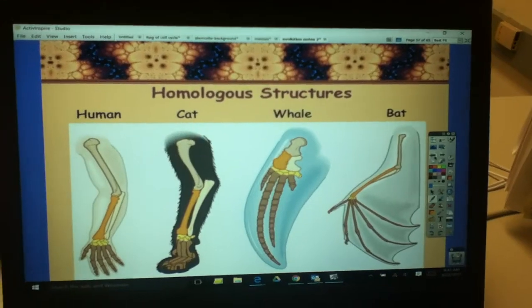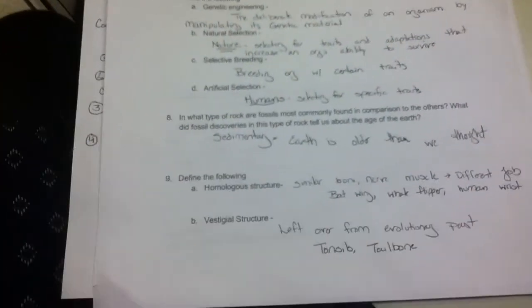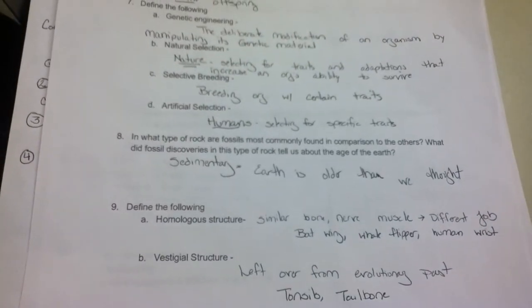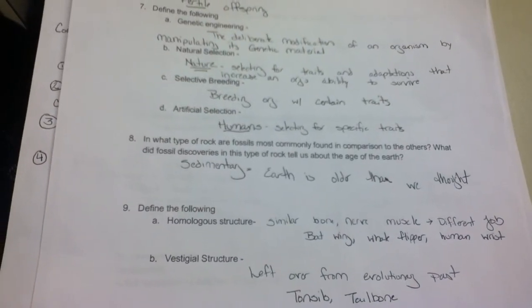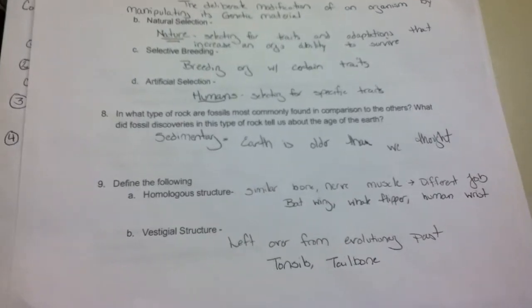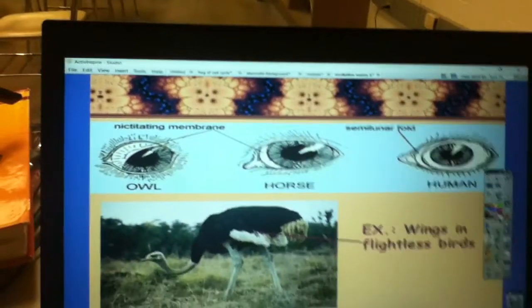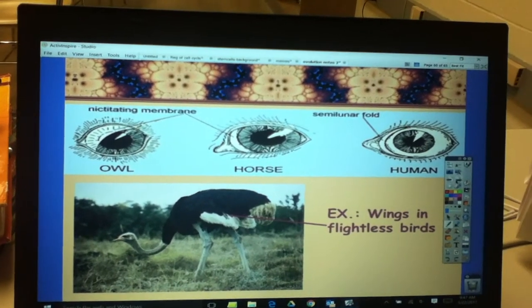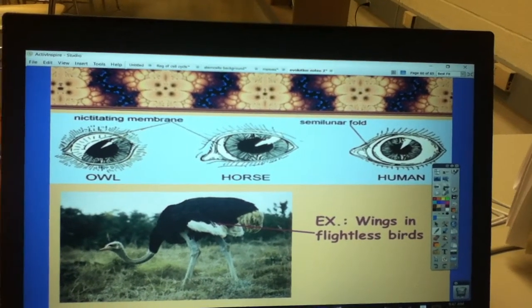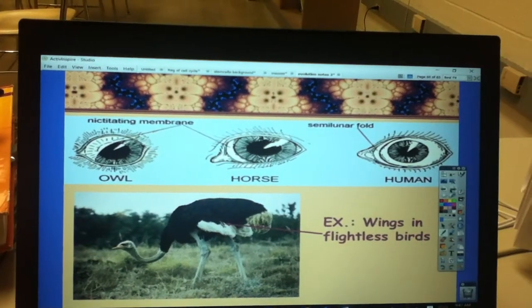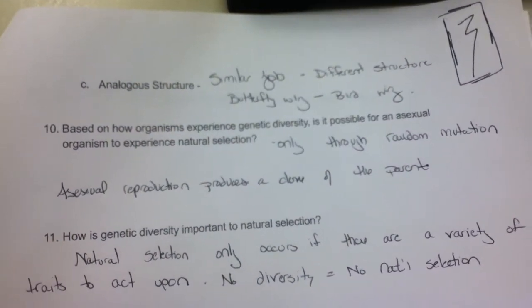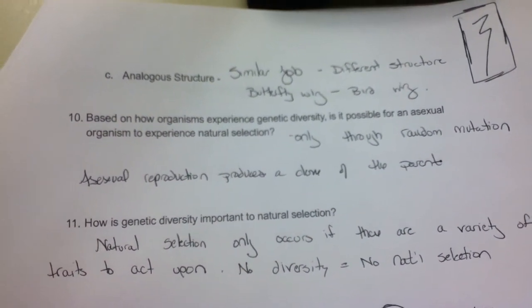I'm going to skip. So then the next one here on number 9 is what is a vestigial structure. It's something that's left over from an evolutionary past. Things like our tonsils and our tailbones. And things like wings in flightless birds, nictitating membranes in owls, semilunar folds in humans are all leftovers from an evolutionary past.